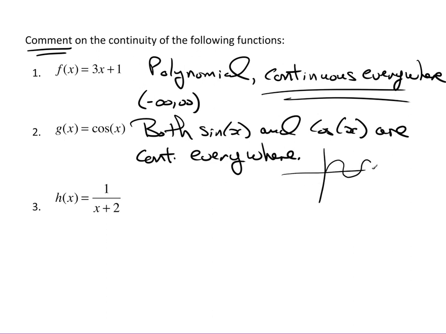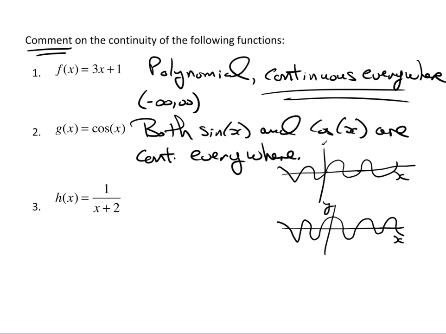Sine looks like this, goes on forever, and obviously comes back the other way. And cosine looks like the same thing, it's just shifted over. Cosine looks like this and continues on forever. So sine and cosine are both continuous everywhere. Now, that does not apply to the other trig functions. Matter of fact, the other 4 trig functions are not continuous everywhere. They have points of discontinuity.